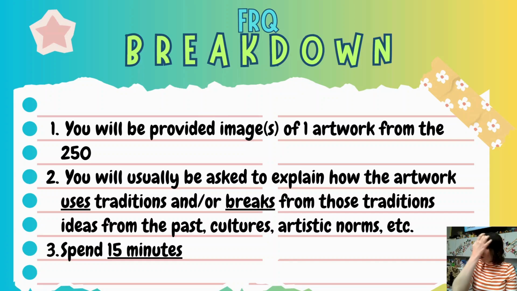From this image, you're going to have to explain how the artwork uses traditions and then breaks those traditions. Usually it'll tell you and kind of specify traditions of what or changes of what. So is it from the past in general? Is it from traditions of the culture? Is it from traditions of just artistic norms? It'll set the stage for you so that you can say it's doing these things the same as the past, and then it changes these things from the past. That's the big key idea with continuity change or tradition and change.